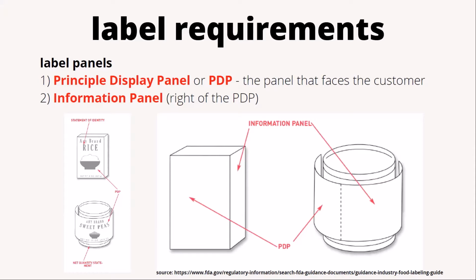The placement of the information is determined by panels. The principal display panel, or the PDP for short, is the panel that faces your customer. If you were using only one panel, you can insert all the compulsory information on the PDP. Otherwise, you can add an additional panel, and the second panel is called the information panel, which is located on the right side of the PDP.